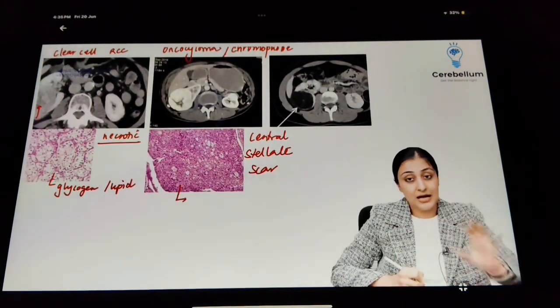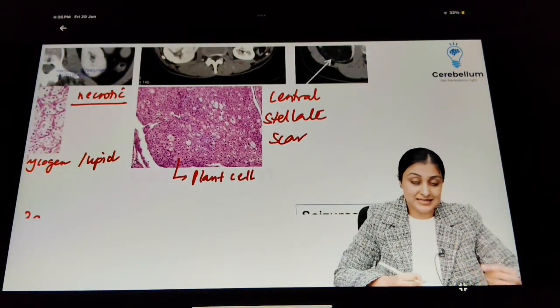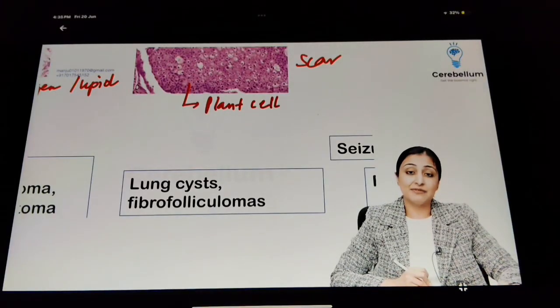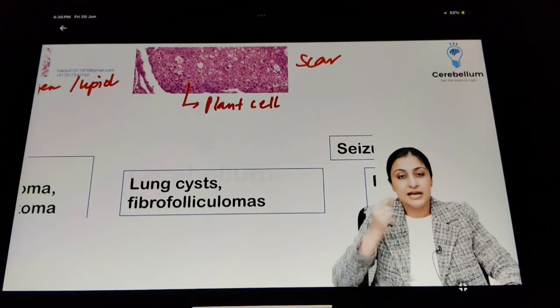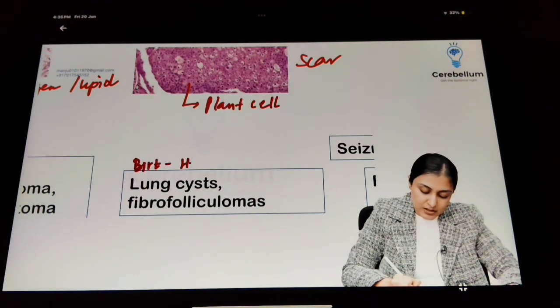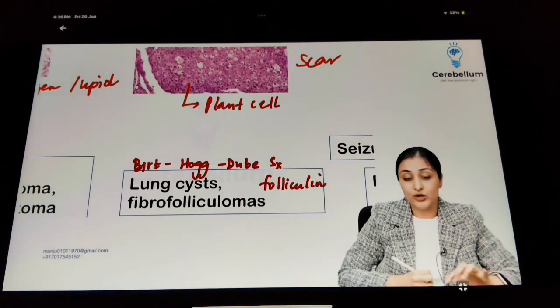And what you see here are these plant cells. This is what has been likened to plant cell containing chlorophyll, and they call this raisinoid nucleus. So this is oncocytoma, chromophobe RCC. Syndrome with this: if you have a person with a mass lesion in the kidney, lung cyst, fibrofolliculoma, literally the face of a patient with follicular-based lesions, what is this syndrome? This is Birt-Hogg-Dube syndrome. It is associated with a mutation of the folliculin gene.